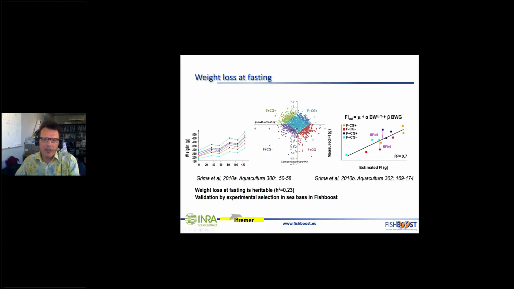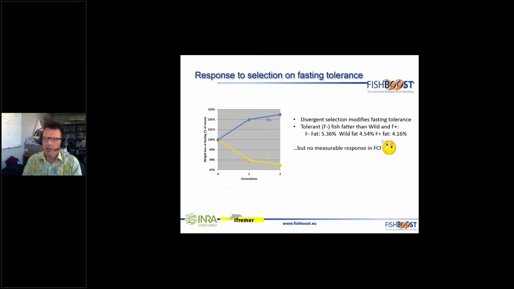We also showed in this experiment that weight loss at fasting was heritable. So we decided to start a selection experiment in sea bass to try to validate the fact that we could change this trait and gain in feed efficiency. In the FISHBOOST, we showed that yes, this divergent selection worked for weight loss at fasting. The fish that were selected for weight loss at fasting lost more weight, and the fish that were selected against lost less weight, and this increased from generation to generation.